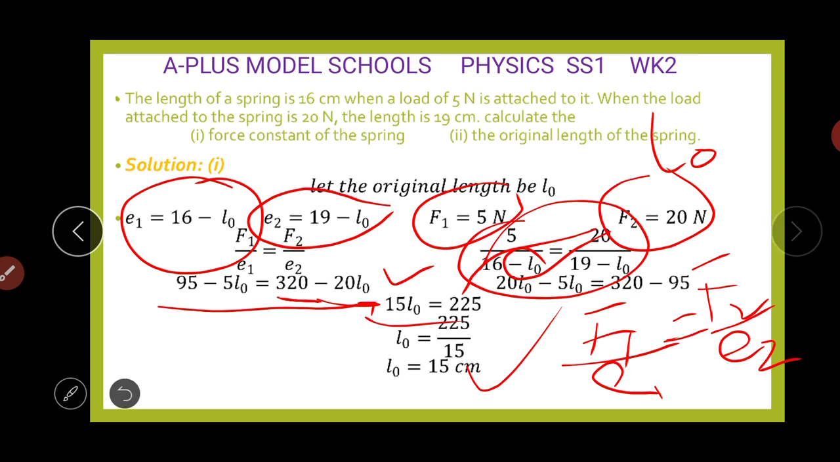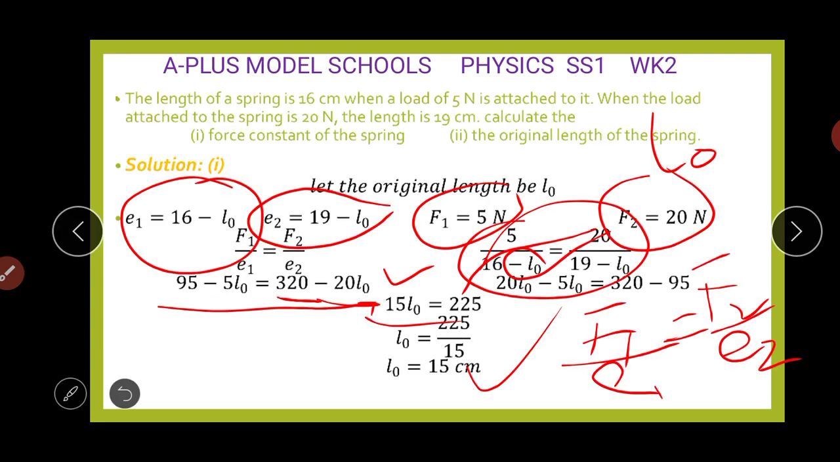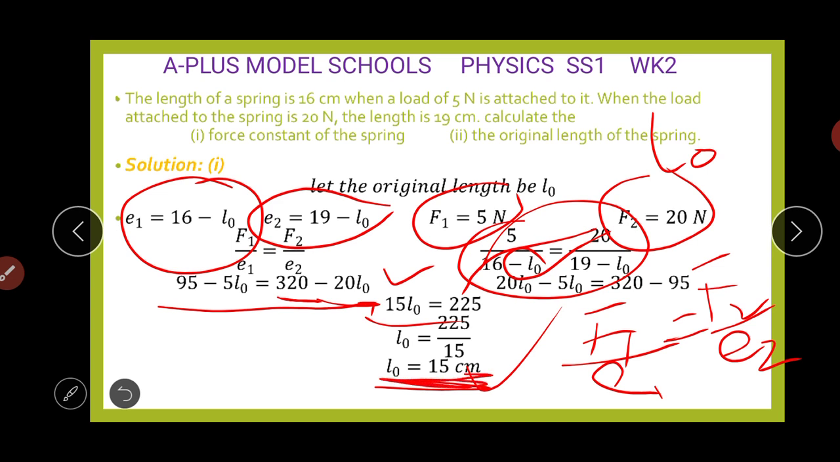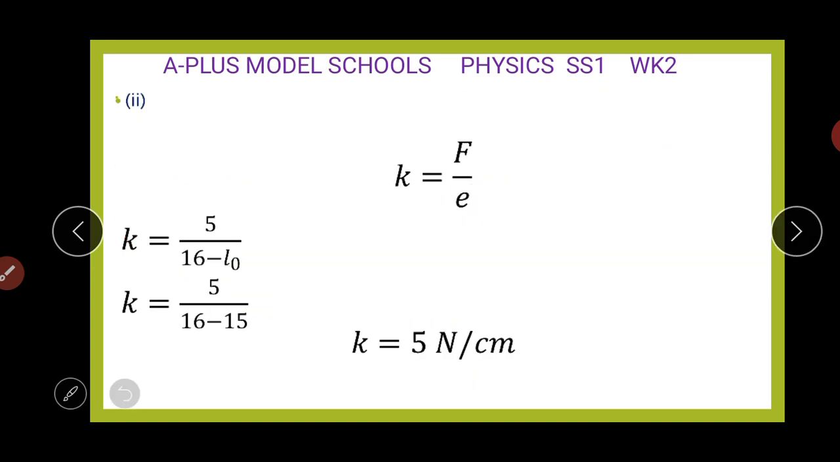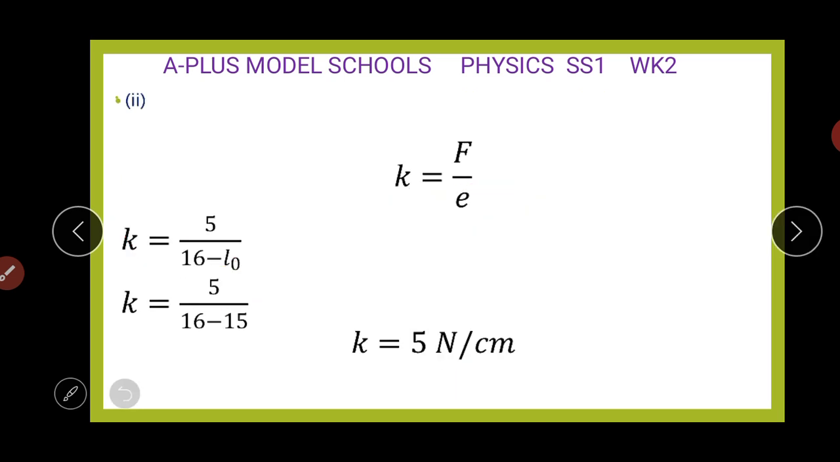I hope that is clear enough. Okay, the second question, I think we have to find the constant of the spring. Don't forget, the original length is L naught, and in this equation we are now able to get L naught. The first constant K is what we want to get now. We can pick any of the equations we used here. The one I used is K equals F over E. It can be F1, F2, it can be F3.